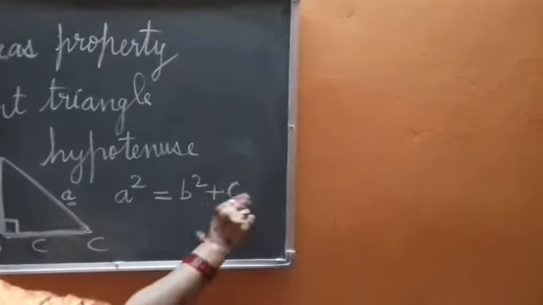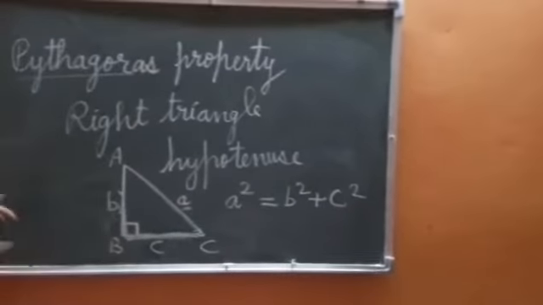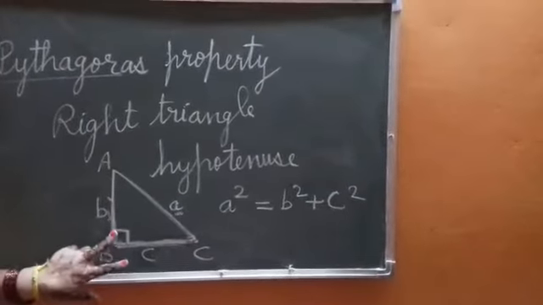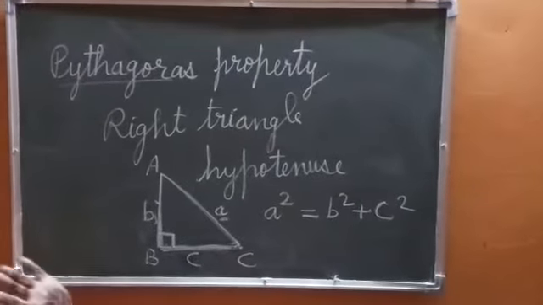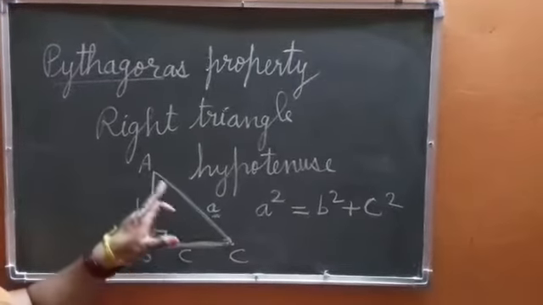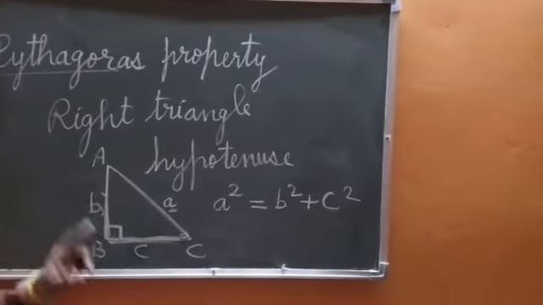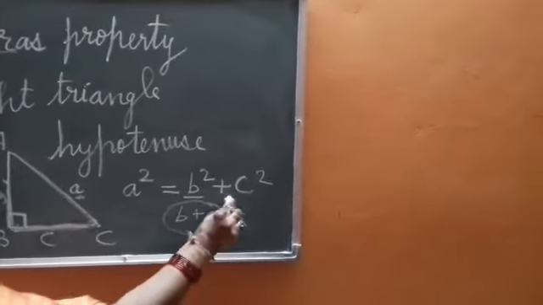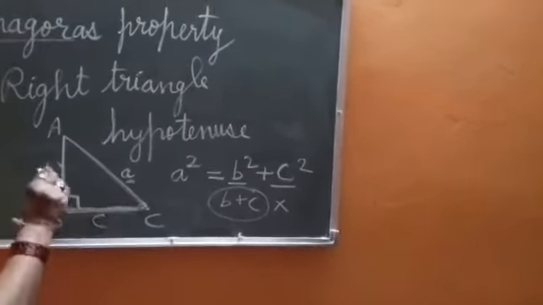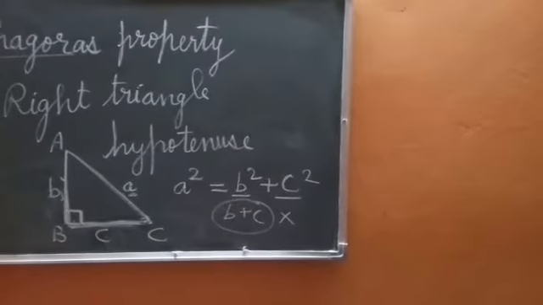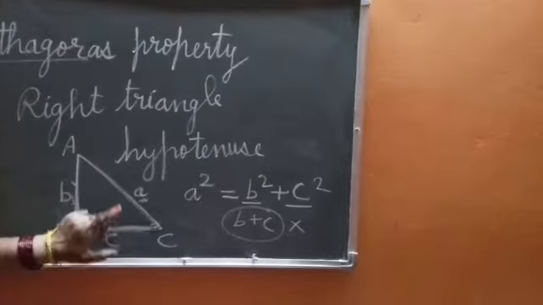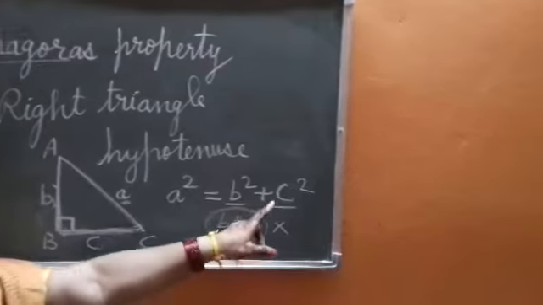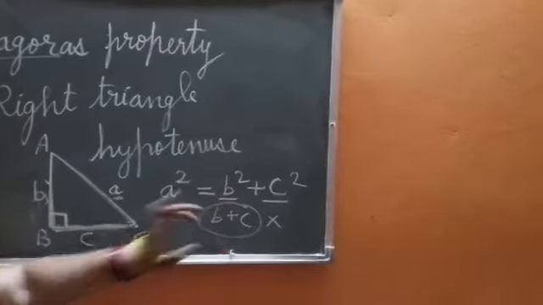plus c square. Please try to understand this formula, children. Hypotenuse square is equal to the sum of squares of b and c, not the sum of b and c. अगर हम बोलेंगे the square of hypotenuse is equal to the sum of b and c, it will be b plus c. But it is not b plus c, it is b square plus c square. मतलब b और c के square के sums के बराबर है. Square means the number multiplied by itself: a multiplied by a is a square, c multiplied by c is c square, b multiplied by b is b square.